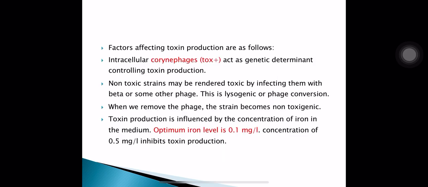The corynephages or the tox plus phages act as the genetic determinants controlling the toxin production. If you remove the tox plus phage from the bacteria, it becomes avirulent, and if you introduce the tox plus phage into a non-virulent Corynebacterium diphtheriae, it becomes virulent. Optimum iron concentration required for toxin production is 0.1 mg per liter.